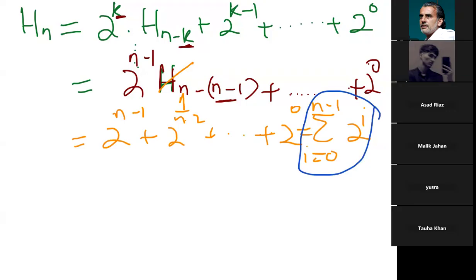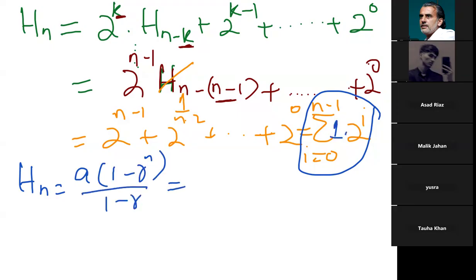You can apply the basic formula of finite geometric series over here, which says that the summation is equal to A times (1 minus R^n) over (1 minus R). So A is 1 over here. What is the common ratio? The common ratio is 2. So this will be (1 minus 2 raised to power n) over (1 minus 2).